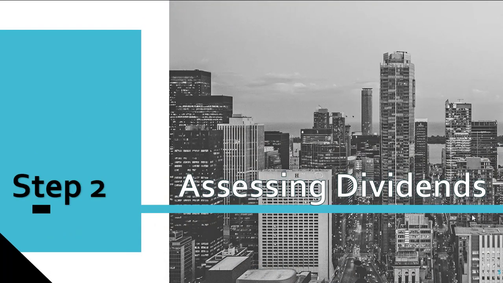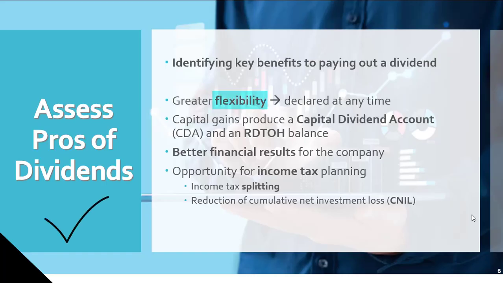Moving on to step 2, we will now assess paying out dividends. One of the major pros in paying out a dividend is that it provides greater flexibility as dividends can be paid out based on how much the business is performing. Therefore, if the business is performing well, more dividends can be paid out, and if the business is performing more poorly, you can hold out on paying out any dividends.